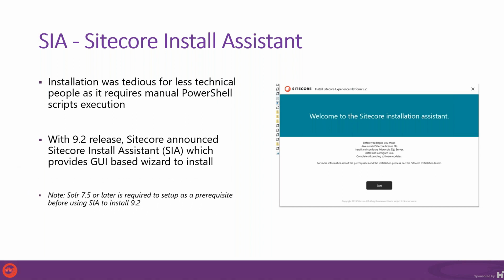It requires a Solr 7.5 URL to be specified while you are using the Sitecore Install Assistant. If you are not going to use Solr locally and you are planning to use Azure, you can put in some Solr URL for the installation. Once the installation is done, you can go and update the Solr URL with the Azure one.